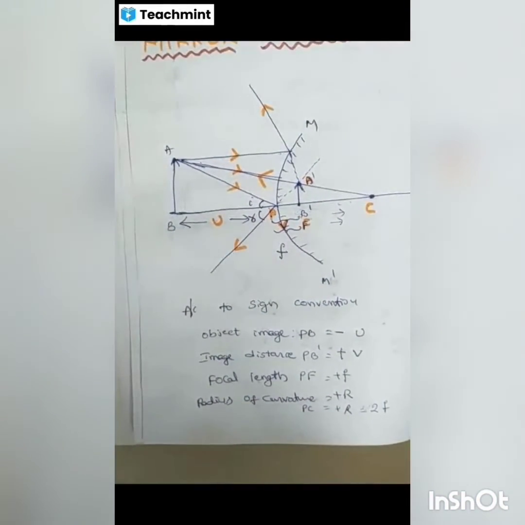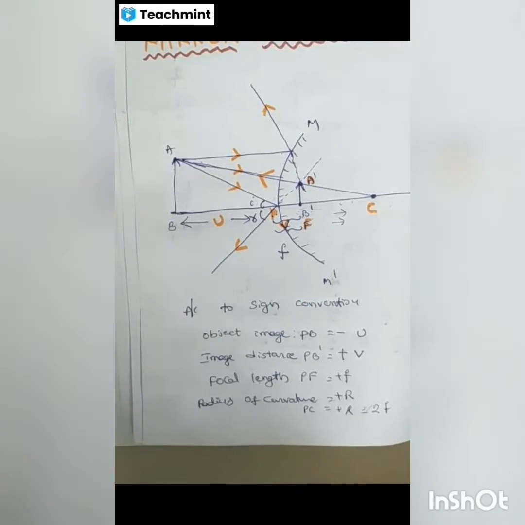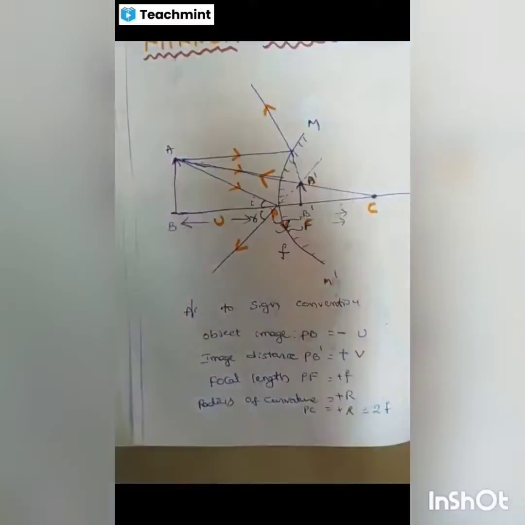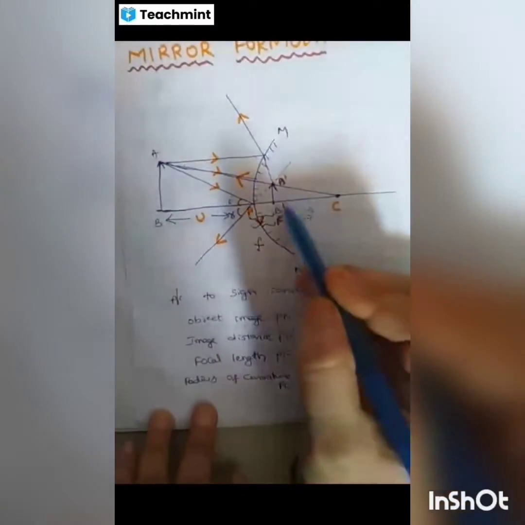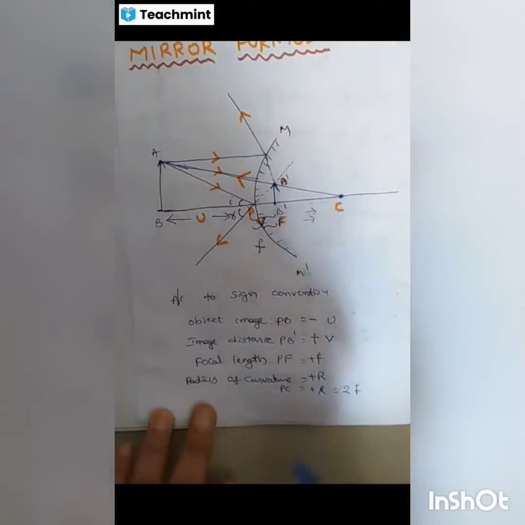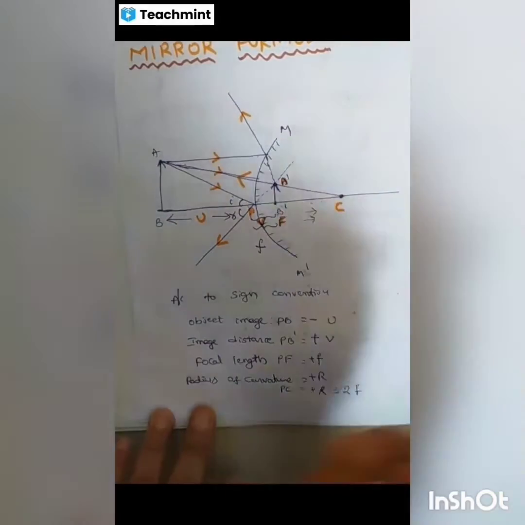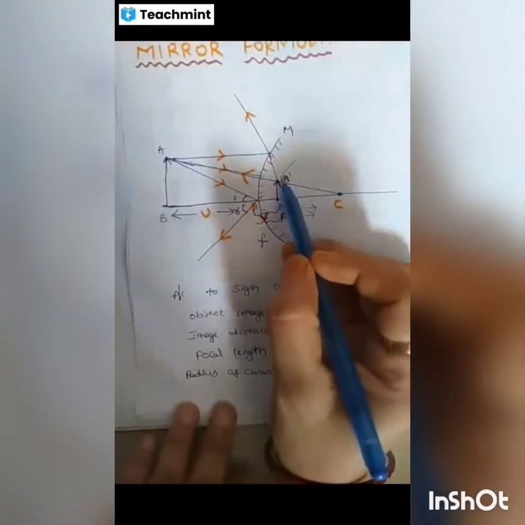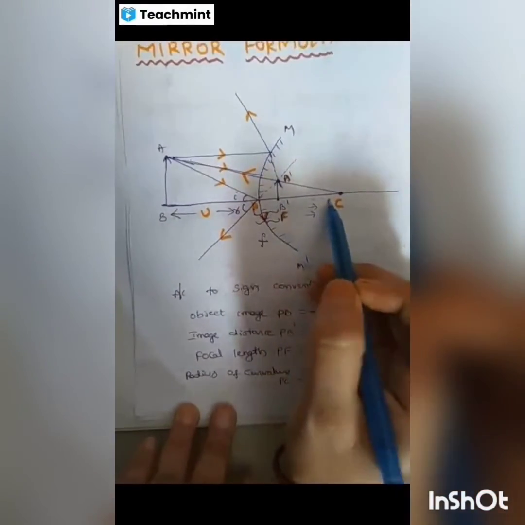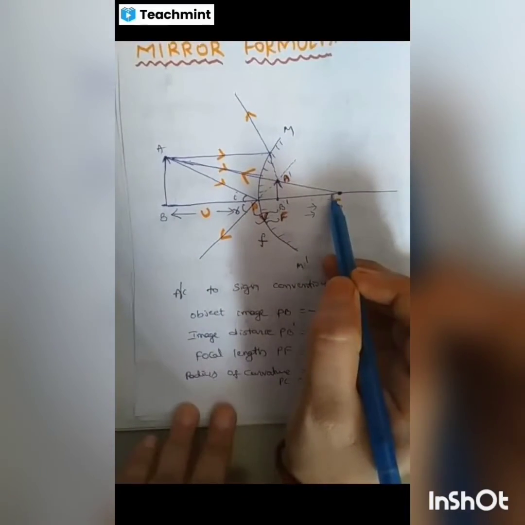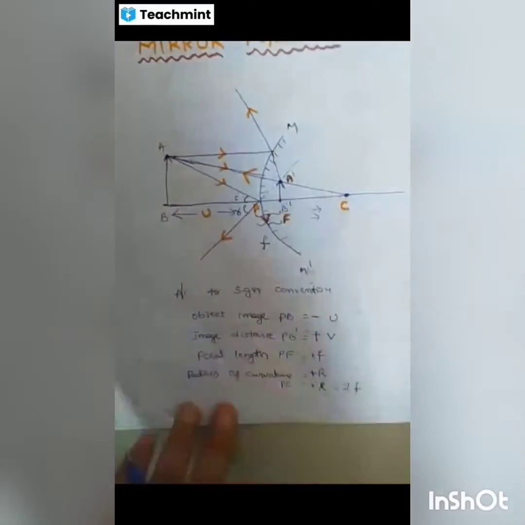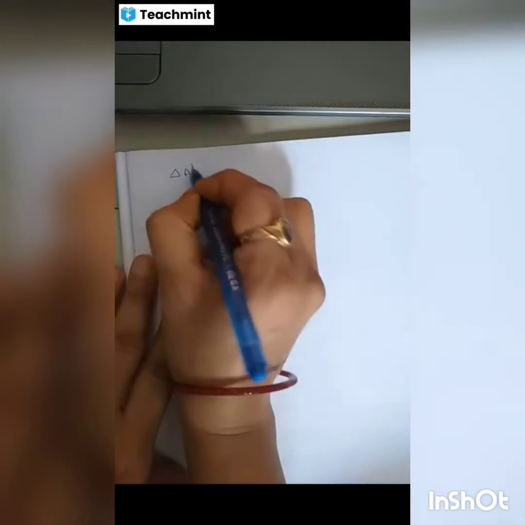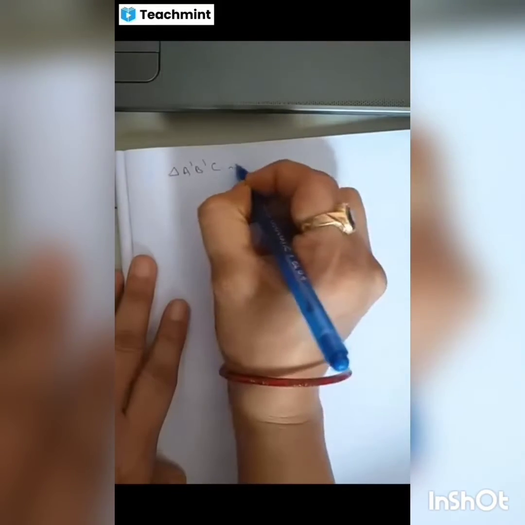We have to choose a triangle in such a way that we know the values of the sides, like A dash B dash, B dash C, and so on. So I am choosing triangle A dash, B dash, C as well as triangle ABC. Both are identical triangles. So triangle A dash B dash C is identical to triangle ABC.